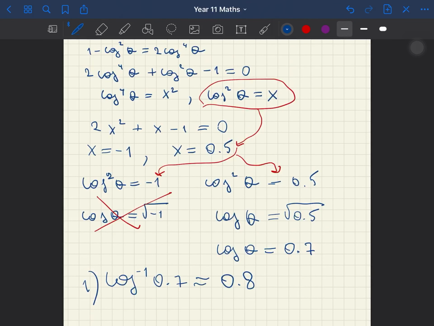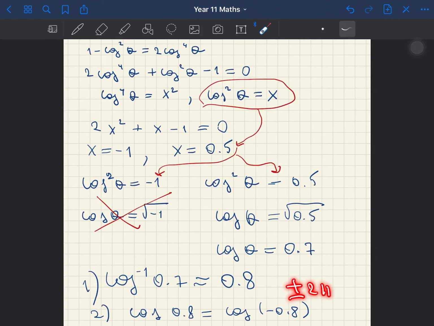Then we can find the rest of them. So the second option is cosine of 0.8 equals cosine of negative 0.8. So that's the second root. And then we can do plus or minus 2 pi, but that's going to go too far, right? This is not going to bring us anywhere. So if we go plus 2 pi, it's too much. If we go minus 2 pi, it's too little, right?